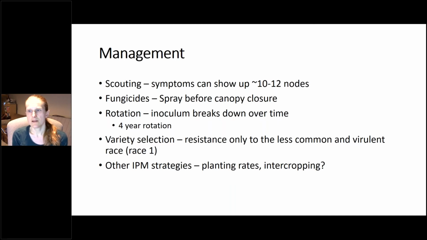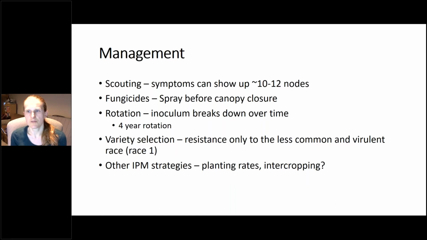And then variety selection can help with other lentil foliar diseases, but unfortunately for Anthracnose, there's 2 races, and race 0 is more virulent and is now more common because we really don't have commercial genetic resistance to it. And then there is resistance to the other race, to race 1, but that's not really dominant. So variety selection isn't a great tool at this point for Anthracnose.